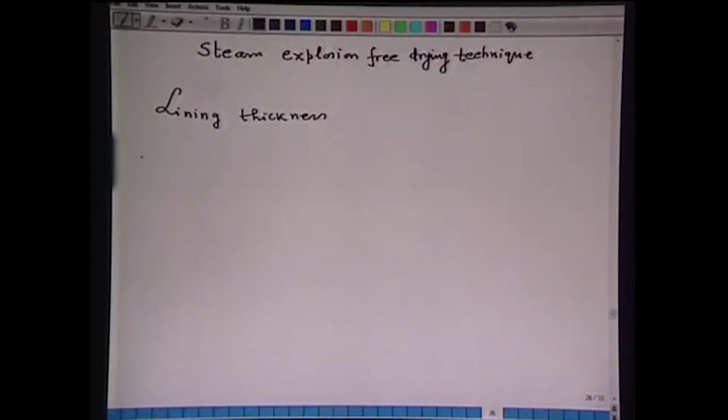Now, let us see some of the repairing methods or maintenance methods. So, as such I will put the next title as furnace refractory maintenance.